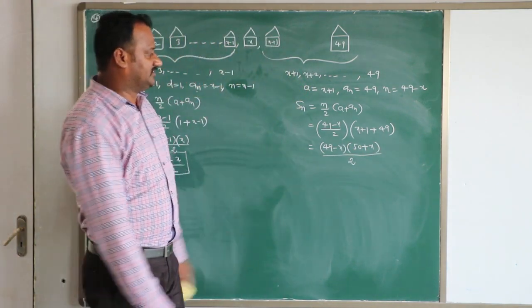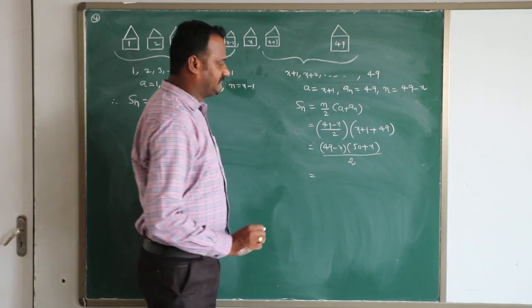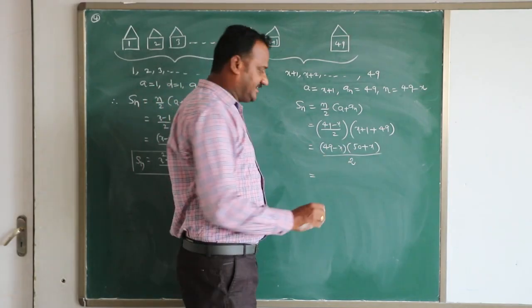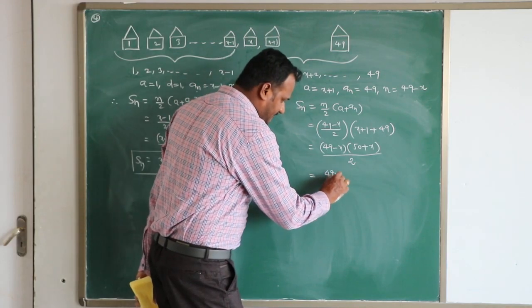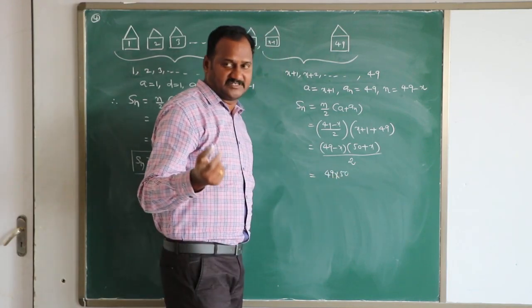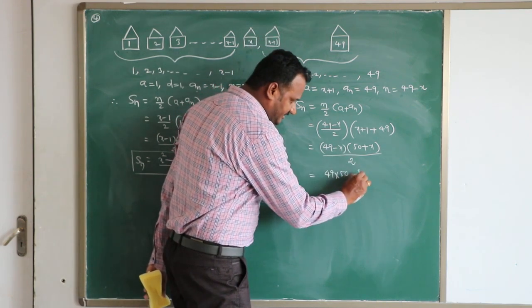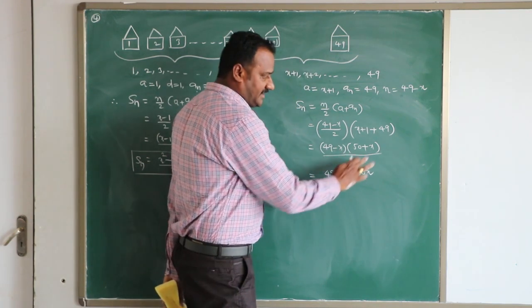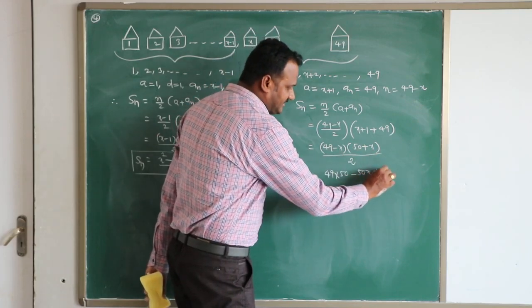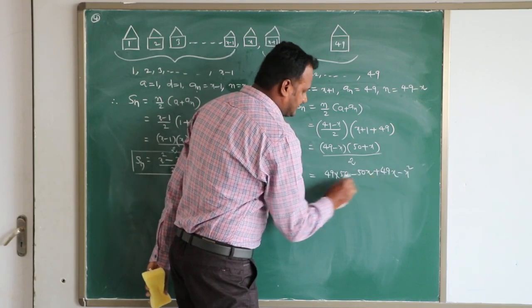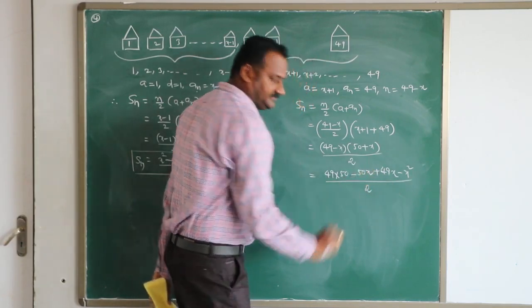Now while multiplying both the terms, you must be very careful. 49 into 50, you don't have to multiply. Just write 49 into 50, because there is no use of getting a huge number as a product. So 49 into 50, minus x into 50 is 50x, and x into 49 is plus 49x. Minus x into plus x is equal to minus x square, whole divided by 2.